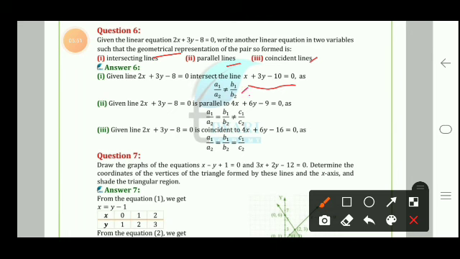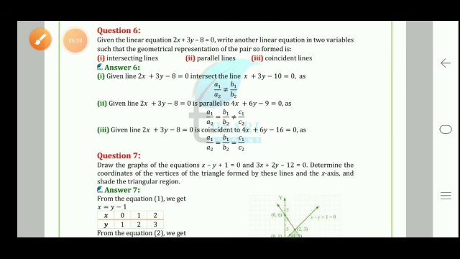Likewise for parallel lines, the condition should be a1 upon a2 is equal to b1 upon b2 is not equal to c1 upon c2. So accordingly we can write this equation by ourselves. Here we have 2x plus 3y minus 8 is equal to 0, and we have written 4x plus 6y minus 9 is equal to 0. Then for the third part, coincident lines mean we should have the condition a1 upon a2 is equal to b1 upon b2 is equal to c1 upon c2. The equation is given, 2x plus 3y minus 8 is equal to 0. Multiply the whole equation by 2, and you will get 4x plus 6y minus 16 is equal to 0. So in this way we are getting the equation.